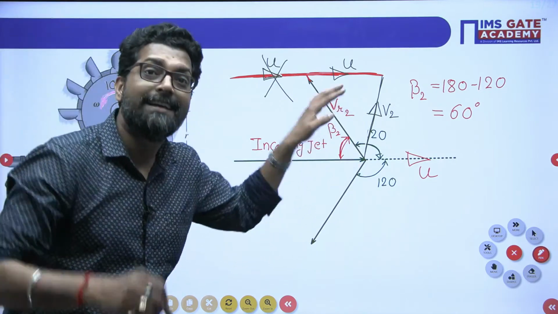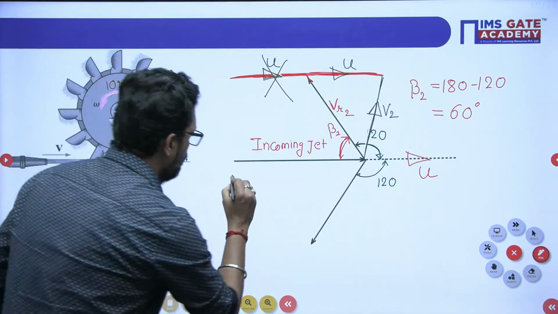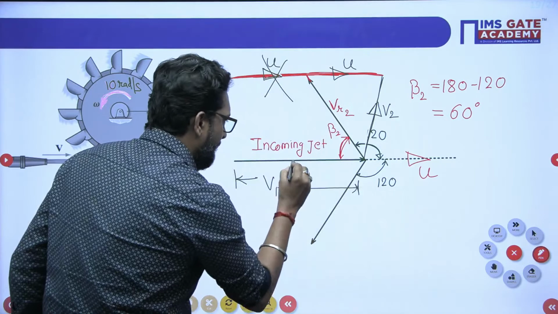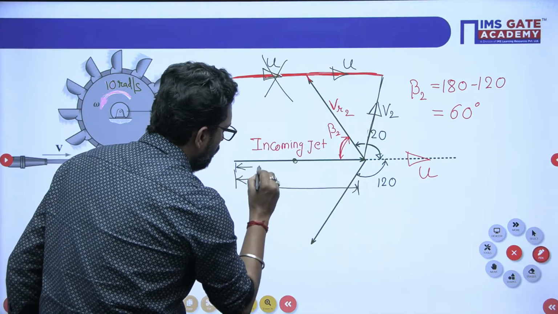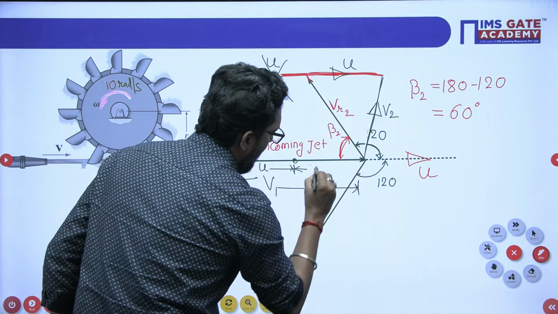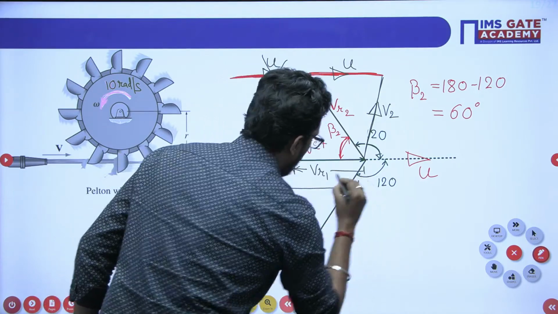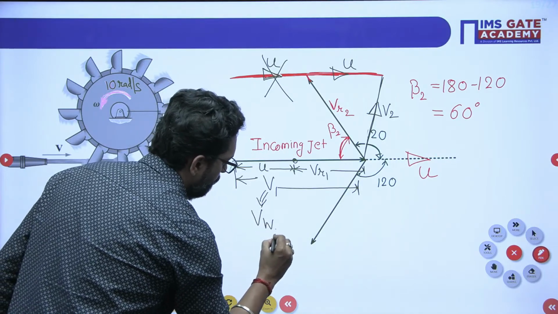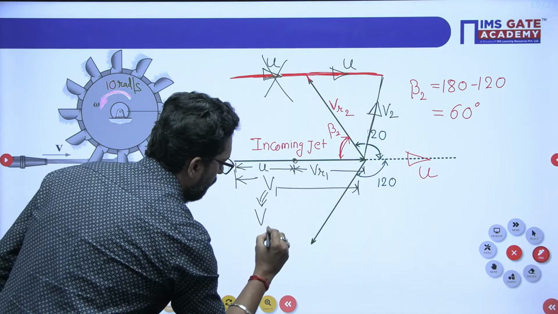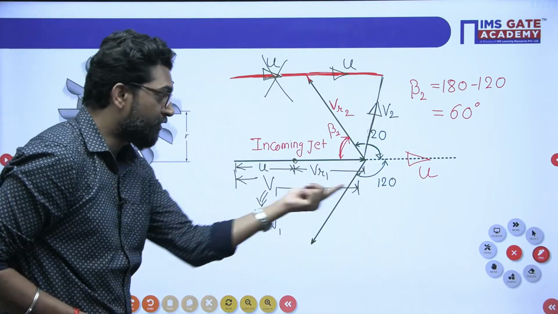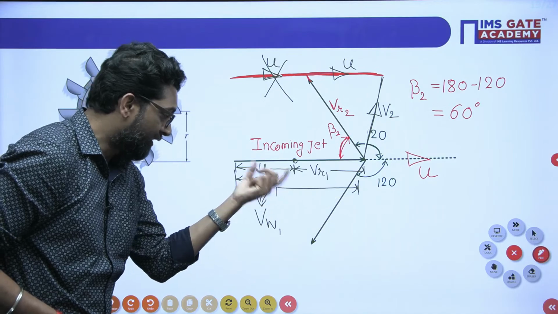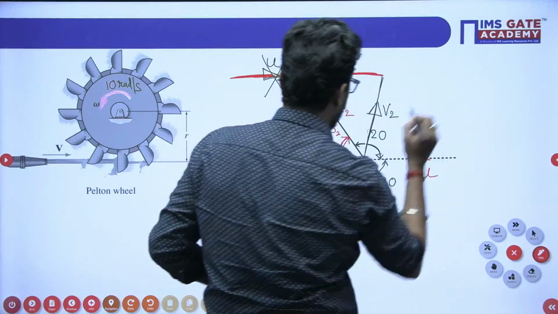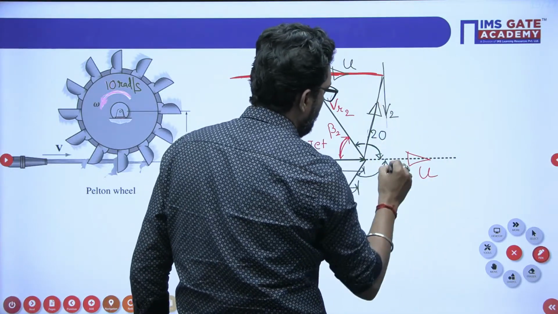Now, at the inlet, there is a line diagram. This is your V1, and at any point, this is your U, and this is your VR1. In the Pelton turbine, the velocity V1 is the same as VW1, the work component. Why? Because it is horizontal, so the absolute velocity is the same as the work component. Now, my dear, from here you can easily find this component.